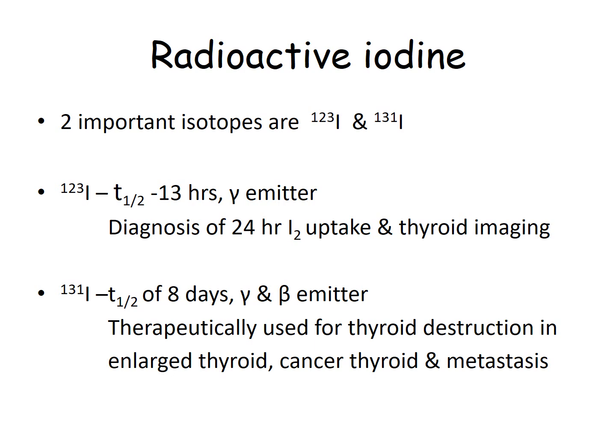As we know, out of alpha, beta, gamma rays, beta is the most destructive. So it is therapeutically used for thyroid destruction in enlarged thyroid, in thyroid cancer, and in metastasis cases. As it is a beta emitter, it can be used for destroying the thyroid gland in these situations. Metastasis means when the thyroid cancer has metastasized to other parts. Here also we can use iodine 131, which can act on that metastasized area too.